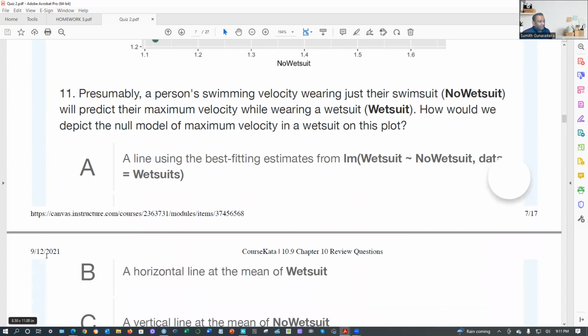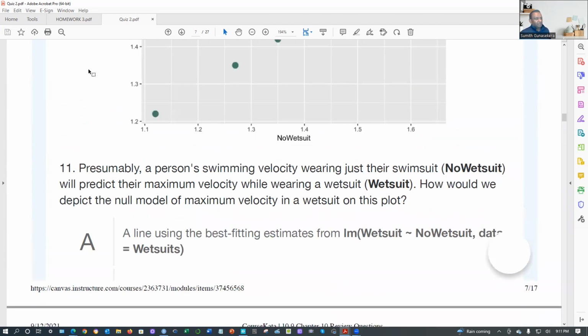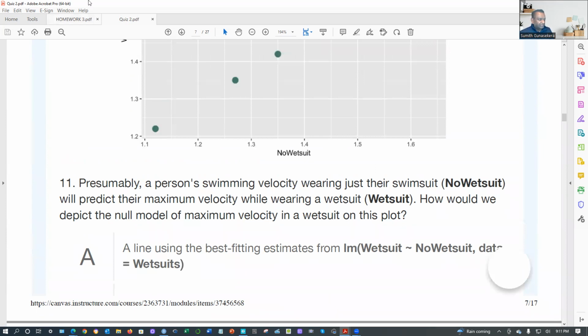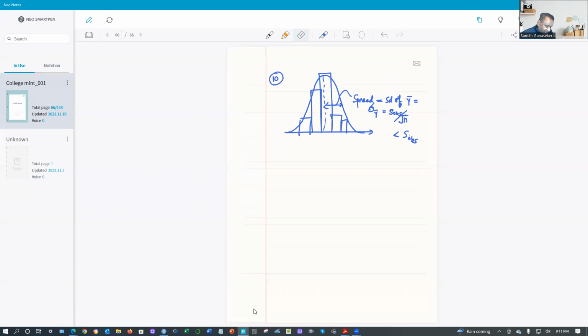In this one, it is a line using the best fitting estimate. It's a horizontal line. For sure, it's a horizontal line. You know that when you have a regression. It's a horizontal line on the level. This one wetsuit, this one no wetsuit. This is X. This is Y.